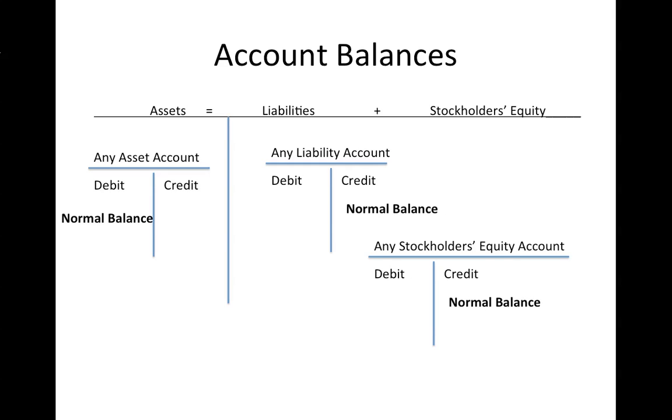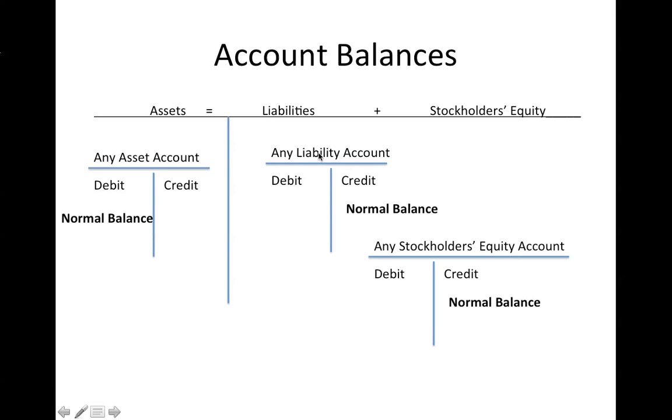We can go further to that then to determine what the normal balance is for each of these types of accounts. We have assets. They're on the left side, so any asset account is on the left side. The left side of the equation is a debit side, so that is going to be the normal balance side. The normal balance side is also the increase side.